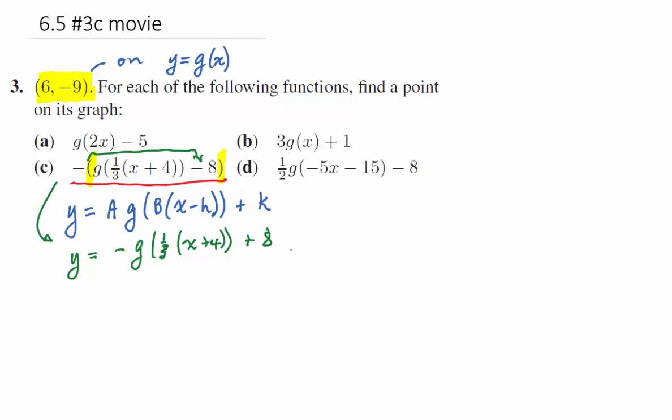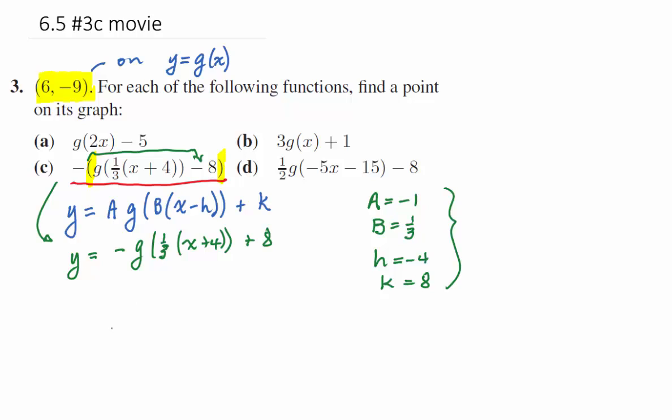So when you write the equation this way, you can see that the value of the parameter a is -1. The value of the parameter b is 1/3. The parameter h must be -4 because we have opposite signs. And the value of k is 8. So you want to be thinking, what are the transformations that are occurring to the function g to give the new function? And when you look at the parameters here, you can figure out what the transformations are.